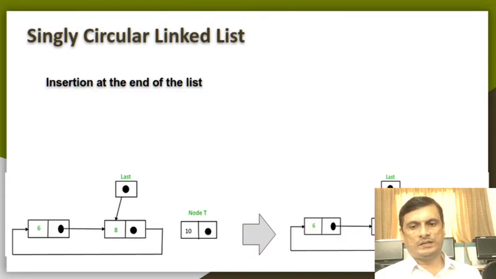So this pointer and this pointer must be rearranged, and also the last pointer must be rearranged. So totally 3 basic operations are needed. One for making this arrangement, another for making this arrangement, and another for making this arrangement instead of this one. So that is insertion at the end of the linked list.